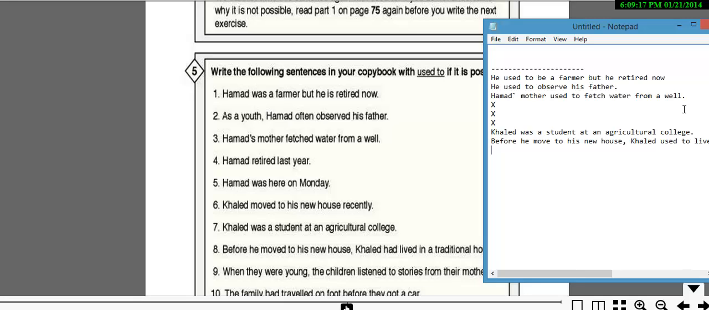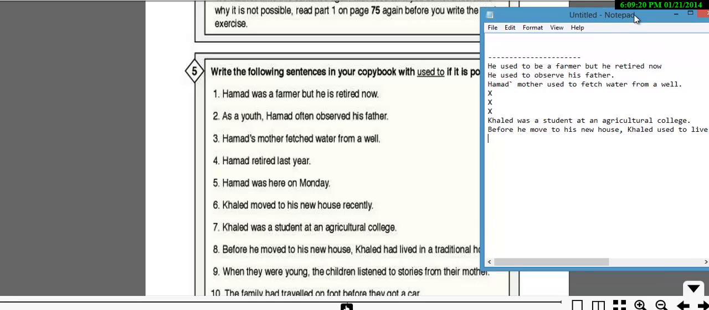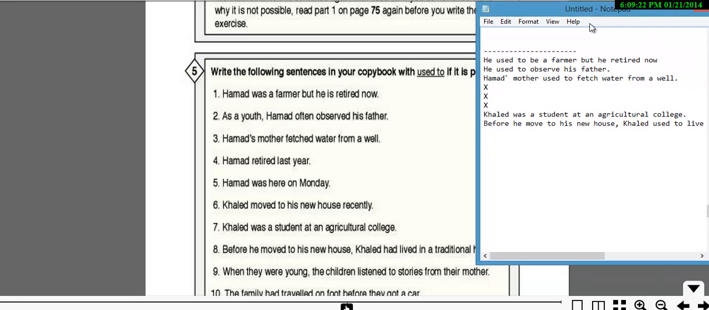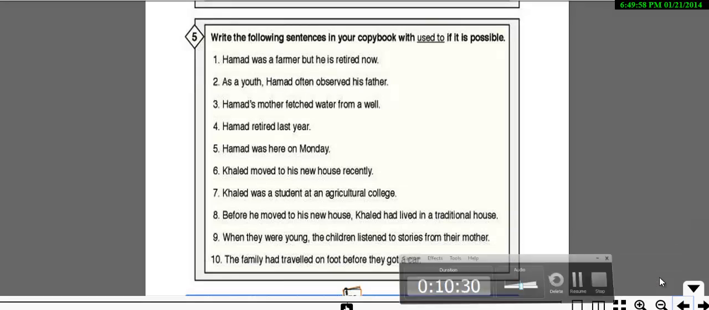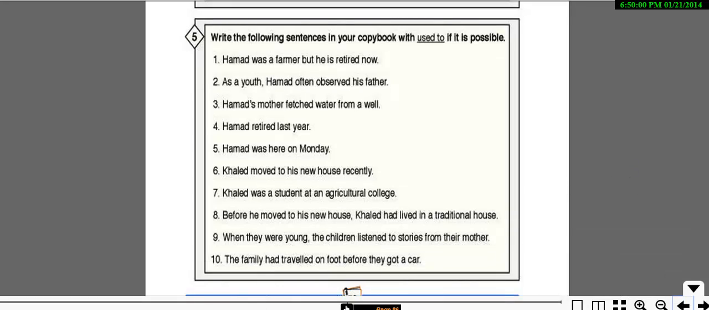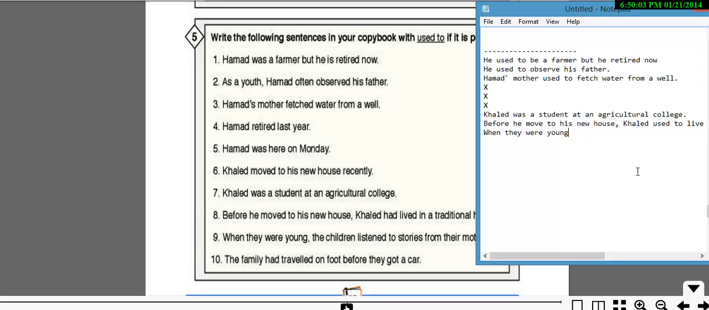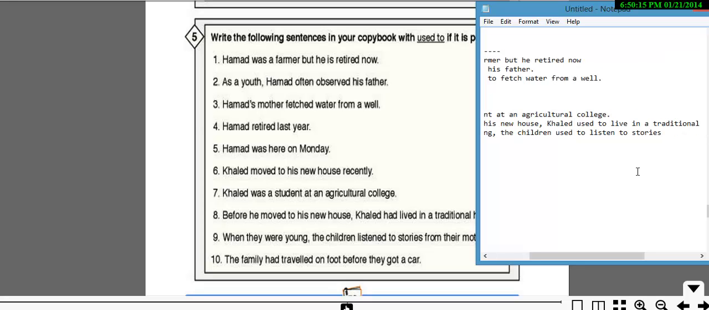When they were young, the children listened to stories from their mother. So let's just continue. When they were young, the children used to listen to stories, and you can continue the sentence the way you want.